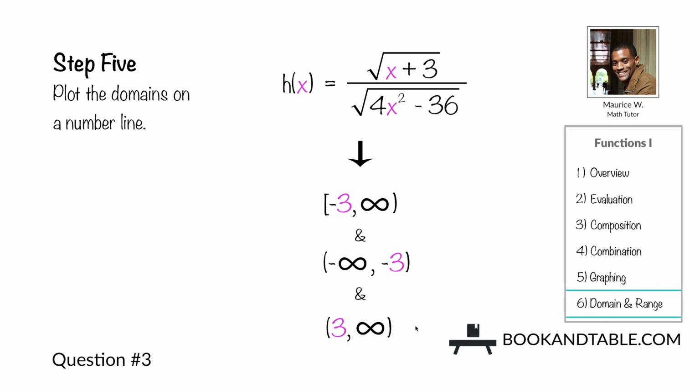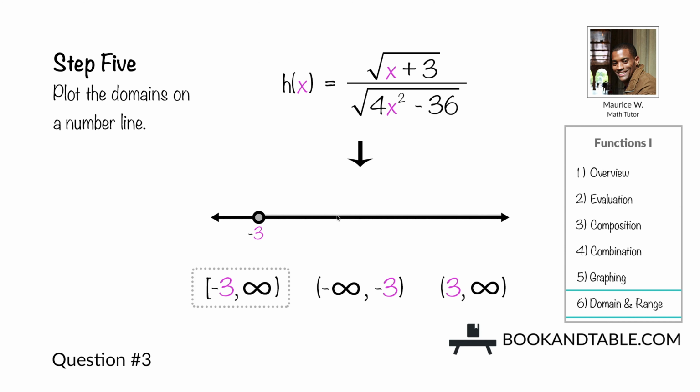So what we want to do to figure out what our domain is for this one, we want to use a number line to see where these overlap. So our first domain, negative 3 to positive infinity, we plot that on a number line. Then our second portion of a domain is from negative infinity to negative 3, but not including negative 3. So that's here. Got the blue here, have the gray here for the first domain. And now the third portion we have from 3 to positive infinity, but not including 3. So that's here.